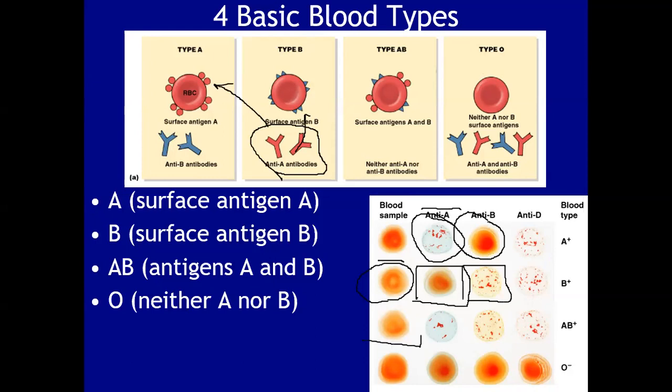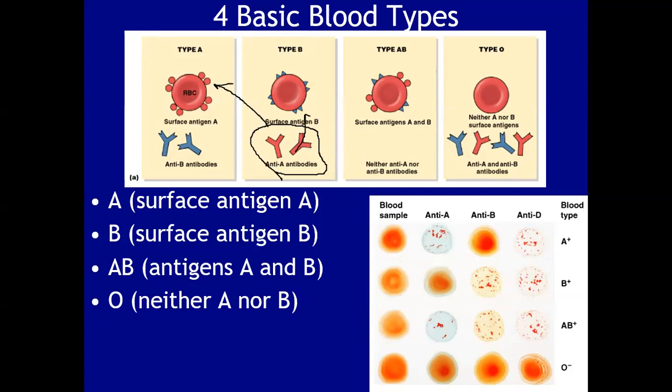Here's a new blood type. We're checking, and we get clumping with A, we get clumping with B. We know they have both A and B. And then we have our last blood type here that we're checking, and we get no clumping here and no clumping here. Okay, so they don't have the A, they don't have the B, so we know they are O.